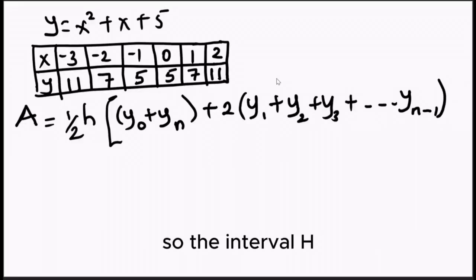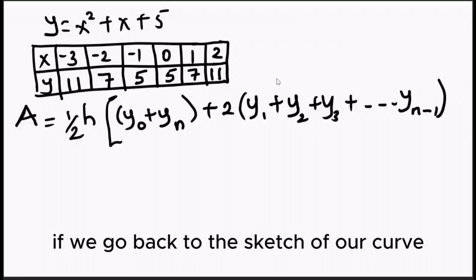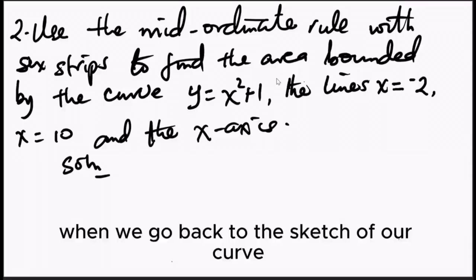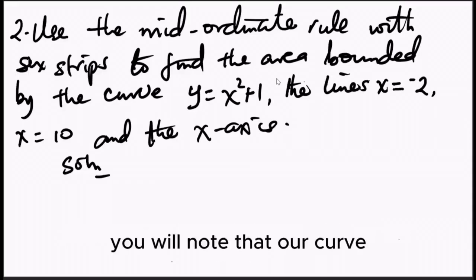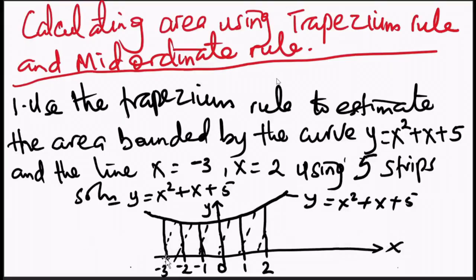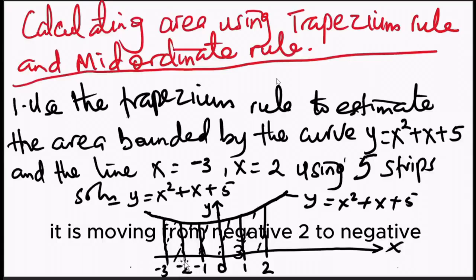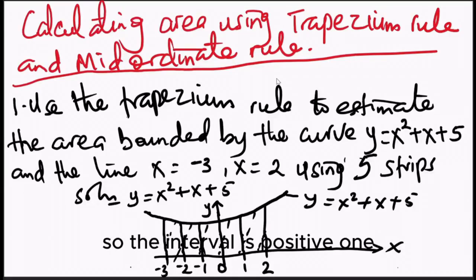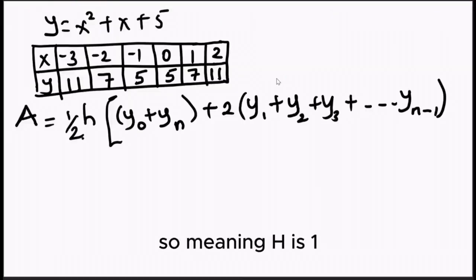So the interval h, if we go back to the sketch of our curve, you will note that our curve has an interval of 1. The reason being, it is moving from -3 to -2 to -1 to 0. So the interval is +1, meaning h is 1.